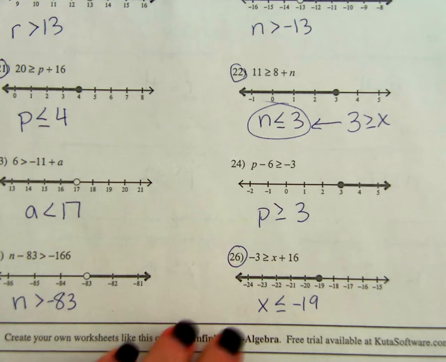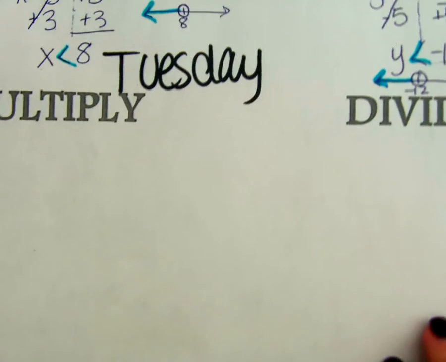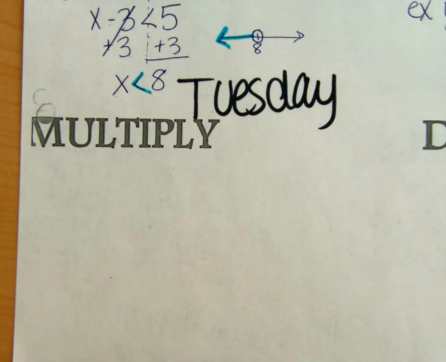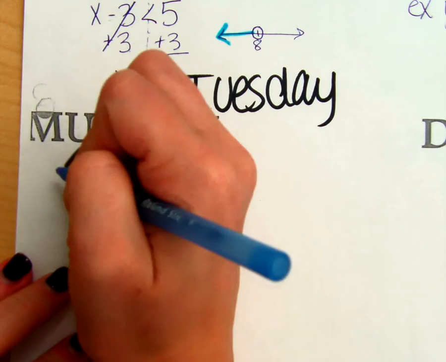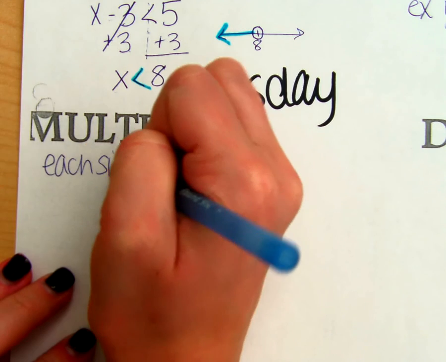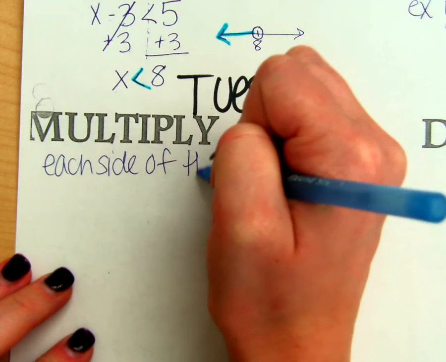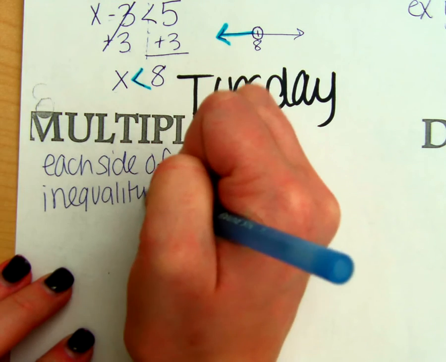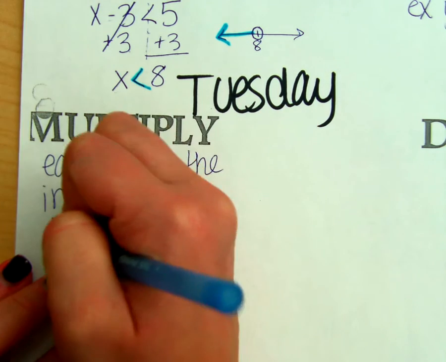All right, at this time, we need to go to your notes from yesterday because we need to fill in how to multiply and divide. The rules are almost the same as when balancing equations. So when you're multiplying, multiply each side of the inequality sign by the same number.